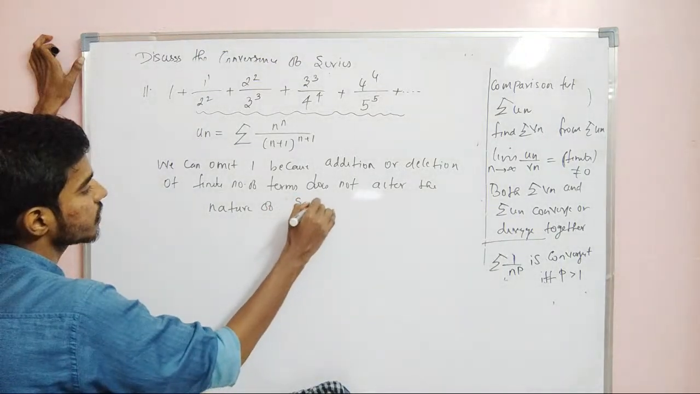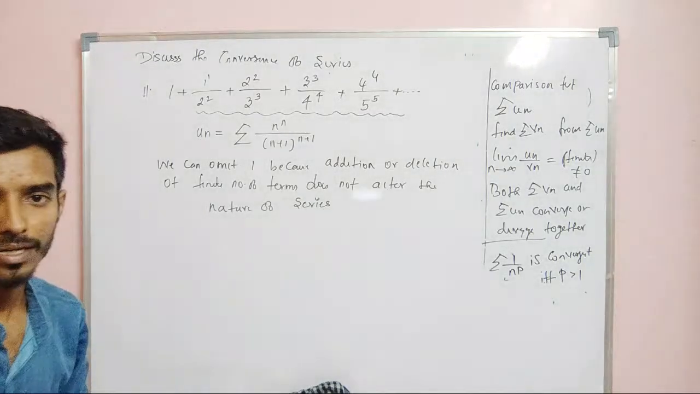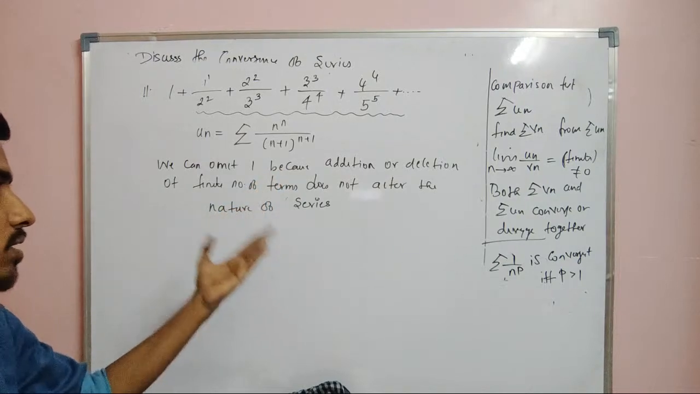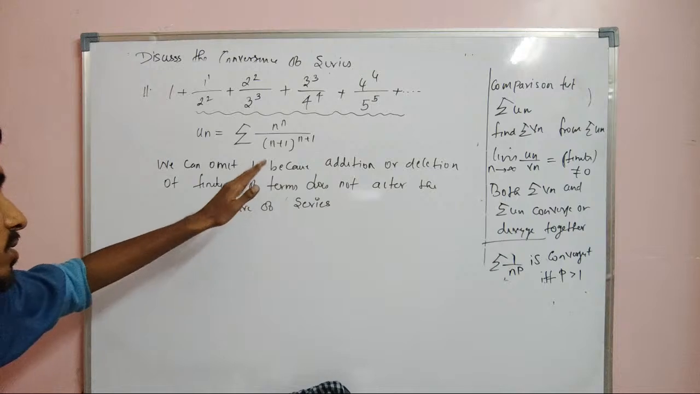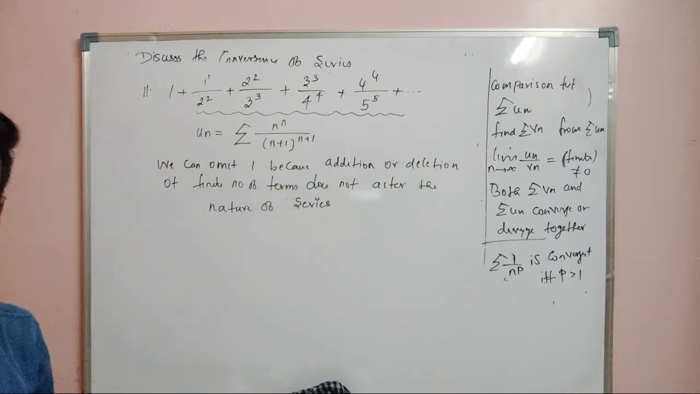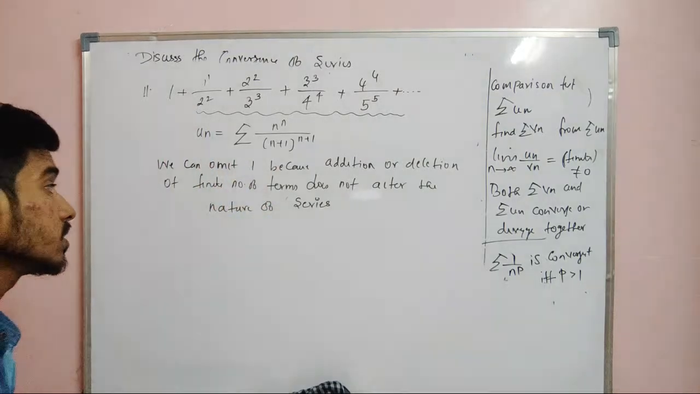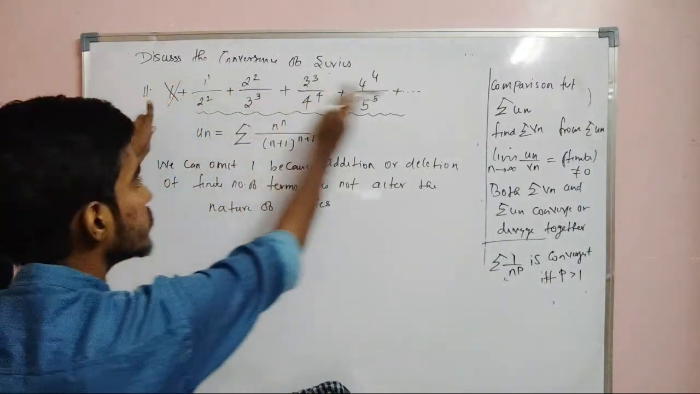So a divergent series cannot be made convergent by adding a finite number of terms, right? So even if you add or delete a finite number of terms, the nature remains same. If it is divergent, even if you add 1 lakh terms, it is not possible that this becomes convergent. If it is convergent, even if you add 1 lakh or 2 lakh terms, it will not become divergent. So we can omit 1 because here we are only omitting 1 term, but we can also omit any finite number of terms. Also we can add any finite number of terms, this will not alter the nature of the series. So therefore you just omit the first term. Now consider only the series from this term.